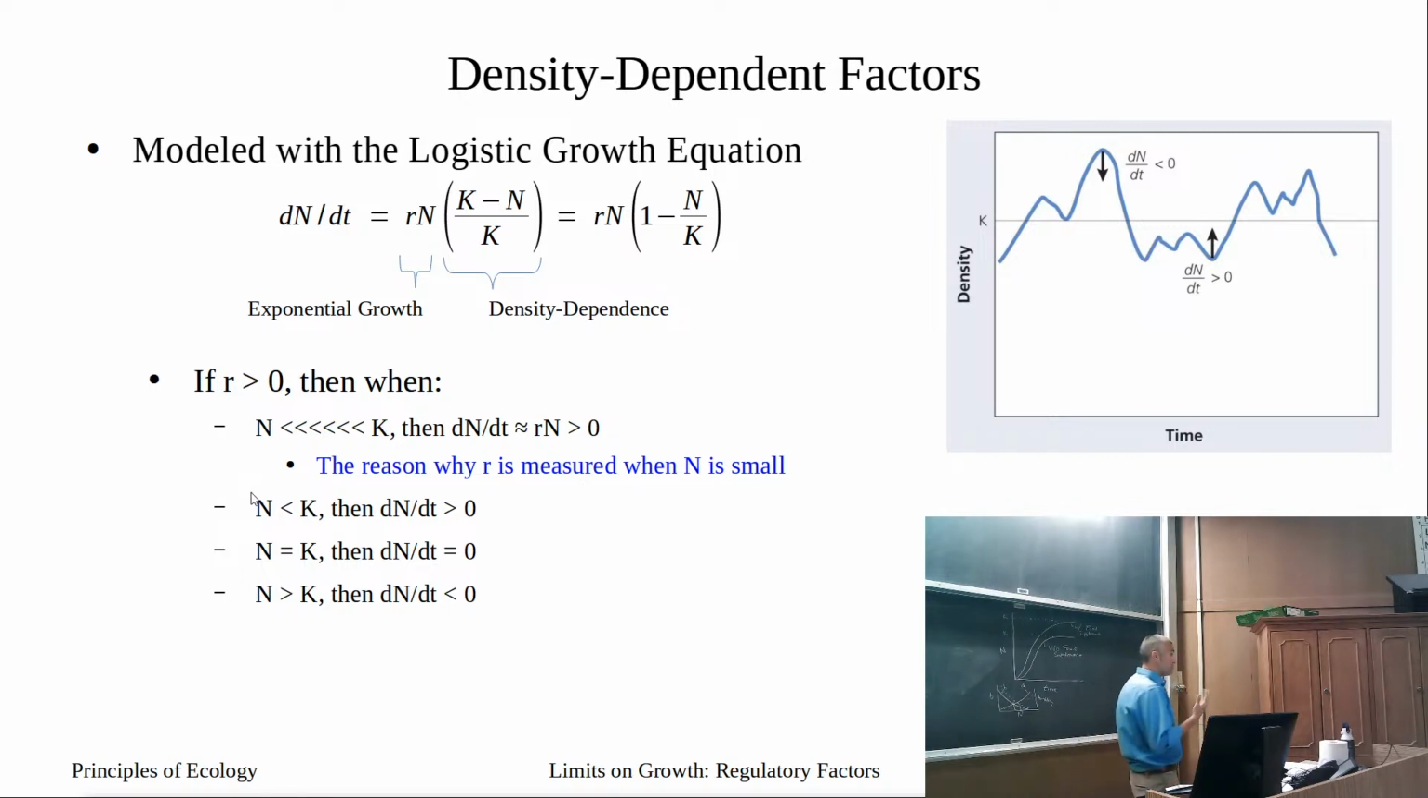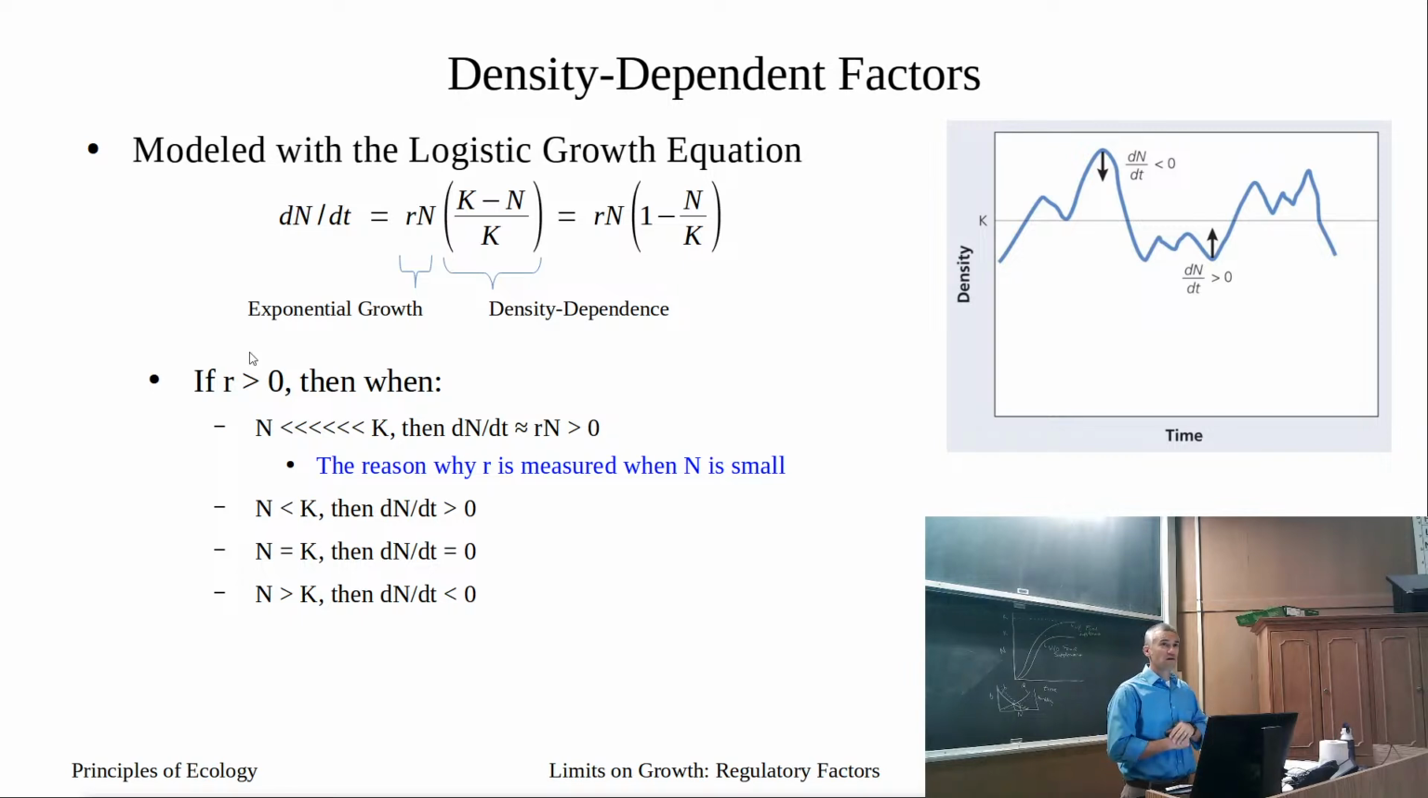If we're just below K, we still have positive. We're on the positive for our density dependence. So our dN over dt is still positive. If our population size is equal to K, then our change in population size is equal to 0. Our growth and decline, our birth and death rates are equal. If our population size is greater than the carrying capacity, then we switch to the negative. We're going to see negative growth. And note, again, this is when our intrinsic rate of growth is greater than 0, and it usually is.